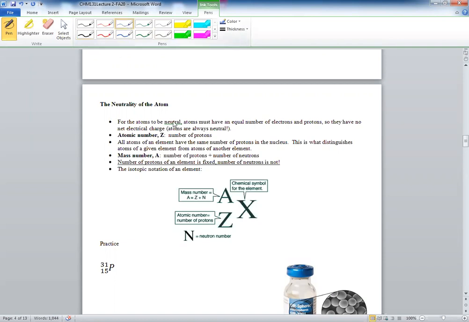So take a look. If you have a +5 charge, the only way you can make this a 0 is if you add a -5. Or if you have 5 positive charges, you need 5 negative charges in order for them to cancel out.